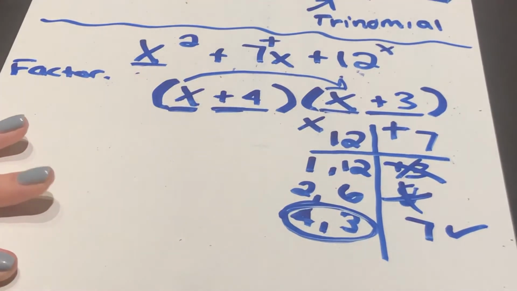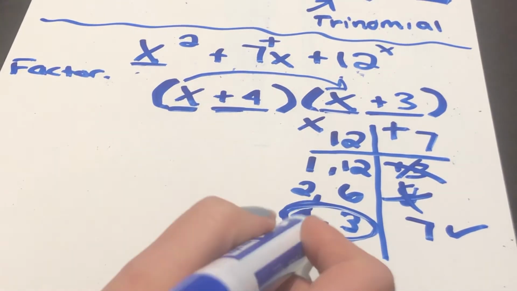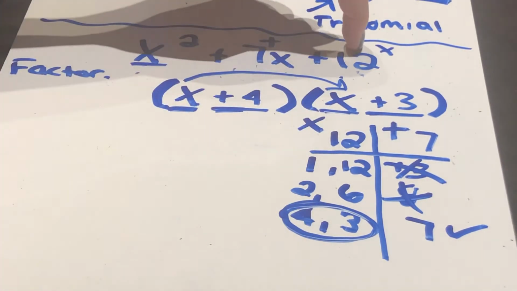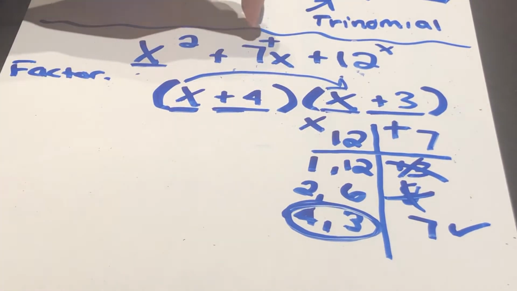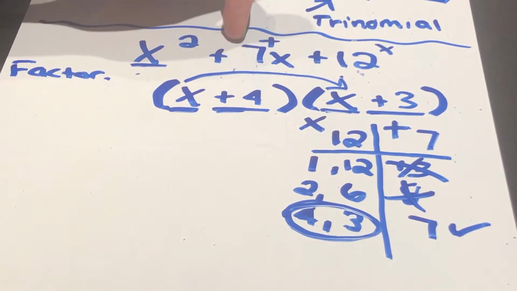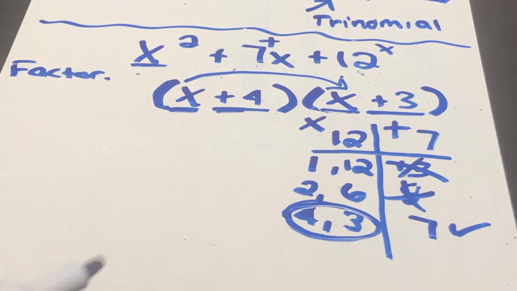Basically all you're doing is finding these magic numbers: two numbers that, when you multiply them, you get 12, and when you add them, you get this one. Basically, when you multiply, you get the last number, and when you add them, you get the middle number. Okay? All right, let's try a different one.